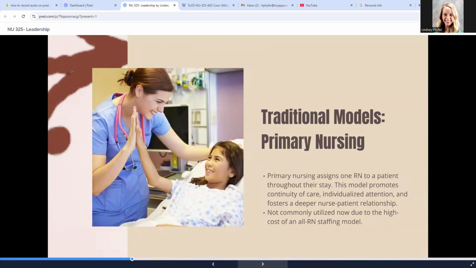Another traditional model is called primary nursing. In primary nursing, one nurse is assigned to a patient throughout their entire hospital stay. This model promotes continuity of care, individualized attention, and it helps foster a deeper nurse-patient relationship. However, it's important to know that primary nursing is not commonly utilized now due to the high cost of having an all registered nurse staffing model. So this is probably not something that you're going to see in practice or when you go out to clinicals.